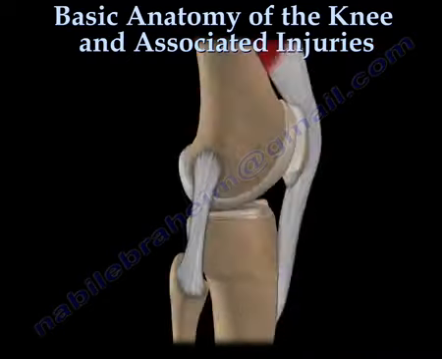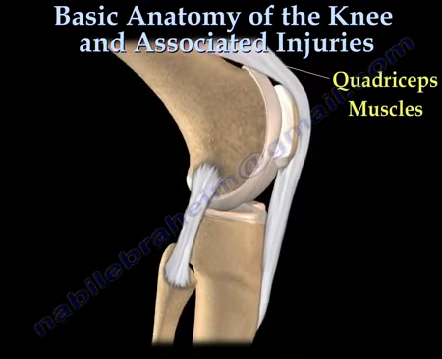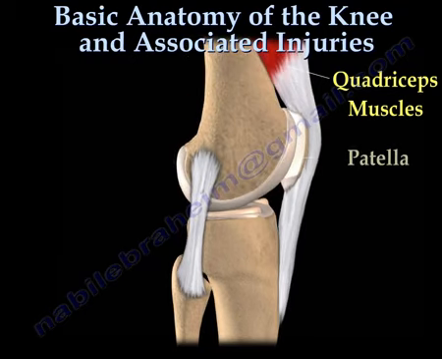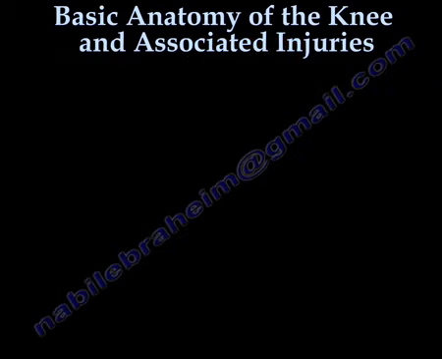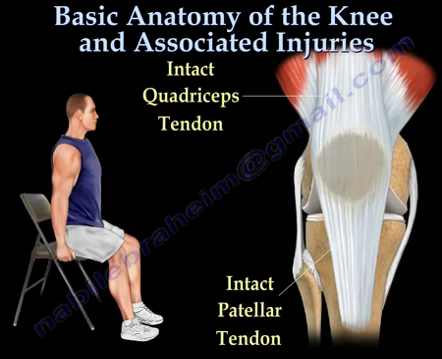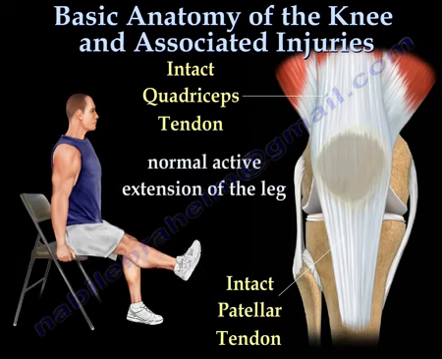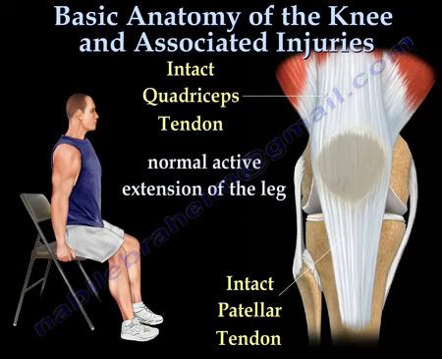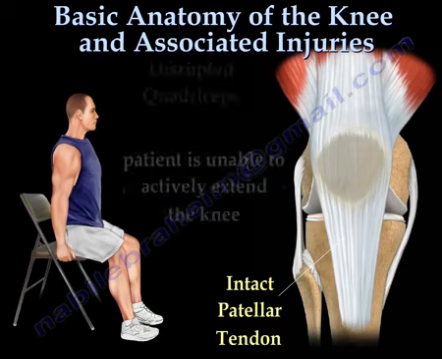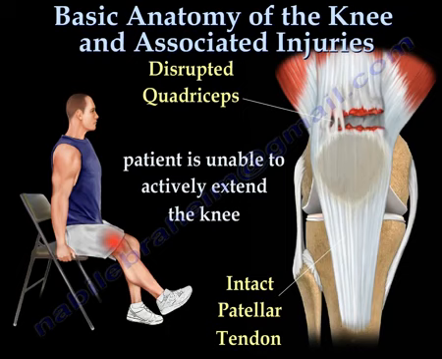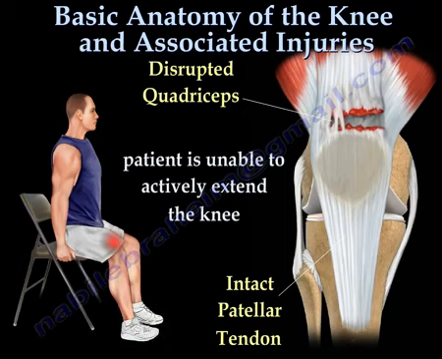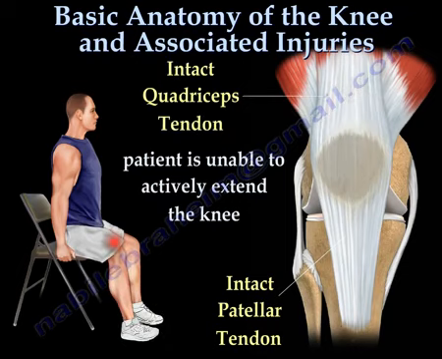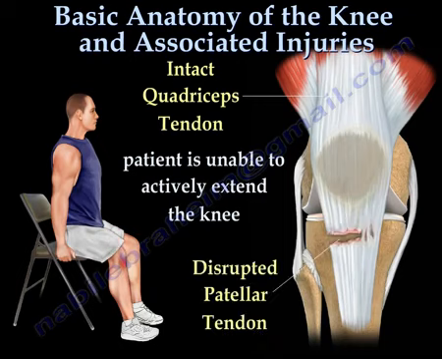knee joint. The quadricep muscles play a vital role in the stability of the knee and are anchored onto the top of the patella. The patellar tendon acts as a downward continuation of the quadriceps tendon, originating from the bottom of the patella and inserting into the tibial tuberosity. Normal active extension of the leg is dependent upon both the quadriceps and patellar tendon remaining intact. Disruption of the quadriceps tendon will leave the patient unable to actively extend the knee. The same result occurs with the disruption of the patellar tendon.